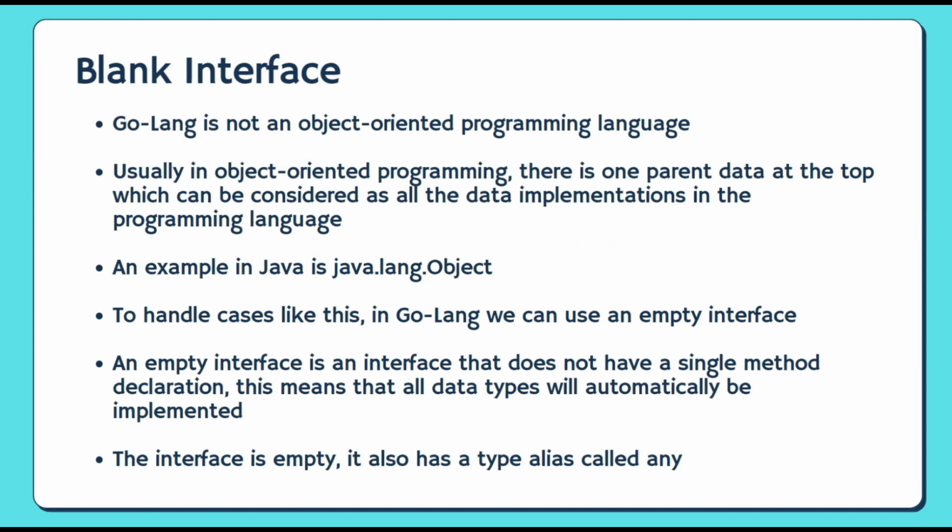Blank interface. Golang is not an object-oriented programming language. Usually in object-oriented programming, there is one parent data type at the top which can be considered as all the data implementations in the programming language. An example in Java is java.lang.Object. To handle cases like this, in Golang, we can use an empty interface. An empty interface is an interface that does not have a single method declaration. This means that all data types will automatically be implemented. The interface is empty. It also has a type alias called any.